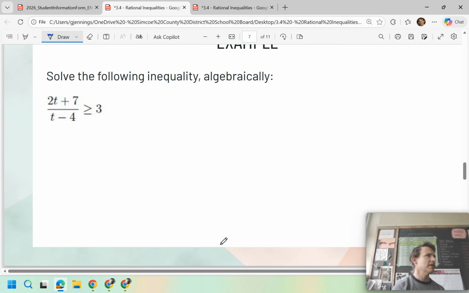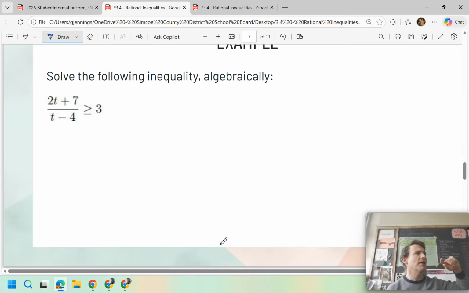Wait a minute, why hasn't Mr. Jennings done it yet? What would be the problem with multiplying by t minus 4? Yeah. Do we have to, is that what you were going to say? Do we have to flip our alligator? Well, you wouldn't know because you don't know what t is.